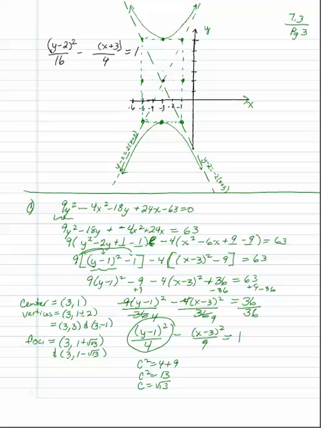And then our asymptotes are going to be y minus 1 equals, and remember, it's change of y over change of x, so it's 2 over 3, times x minus 3, and then just change the sign of the slope. So there you go. And then I'll leave it for you to graph.